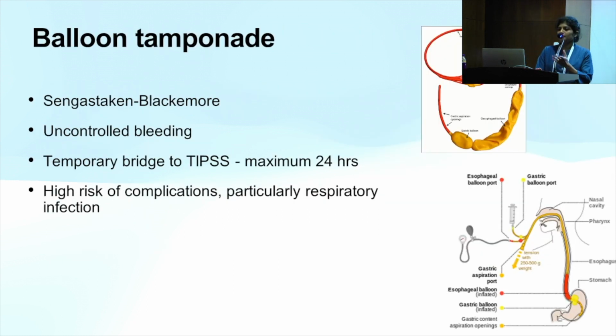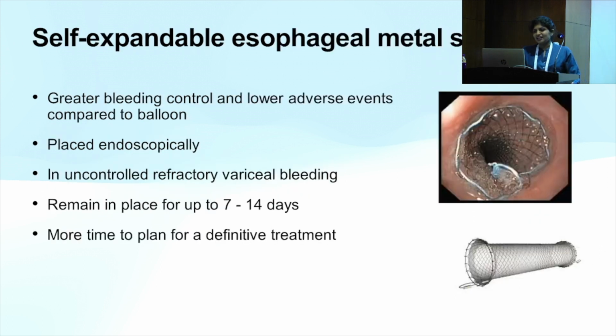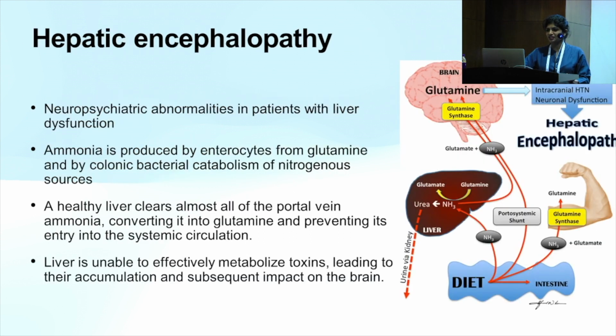Balloon tamponade is another option, using the Sengstaken-Blakemore tube. This can also be used if endoscopy fails, or in some centers if endoscopy is not available. But the patient's airway has to be secured before using this, and it can be used for a maximum of 24 hours. Another option is the self-expandable esophageal metal stent, which can be used if the patient is bleeding after endoscopy. They can be used for 7 to 14 days. I've never seen anybody using this.